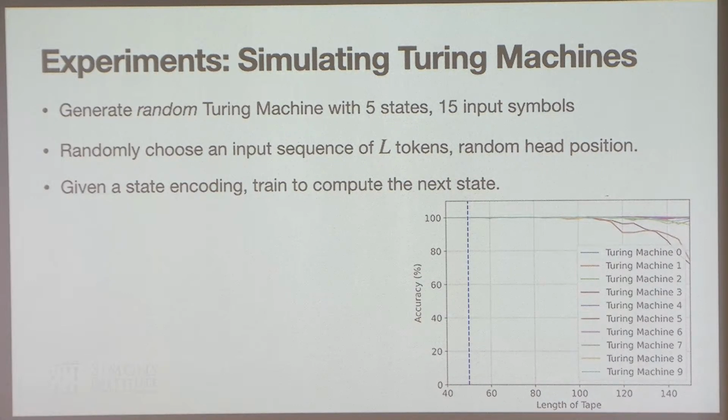So train it on states of size 50 and let it extrapolate, and we can see that for different choices of Turing machines, we actually get very nice extrapolation to much longer sizes. Again, this doesn't prove anything, but it suggests that this could be as general as you want, and really for any algorithm, if you gave me the right chain of thought, you can get length generalization.